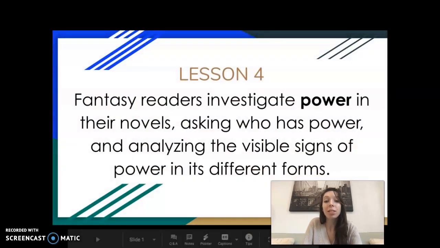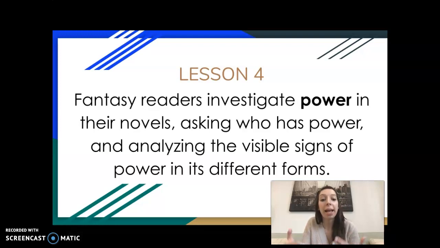So today we're going to be going over fantasy lesson number 4. The goal of this lesson is for us as readers to investigate power in our fantasy novels. So we want to be asking who has power and what does that power look like. Power can come in a variety of different forms.